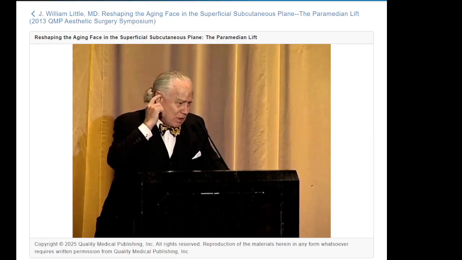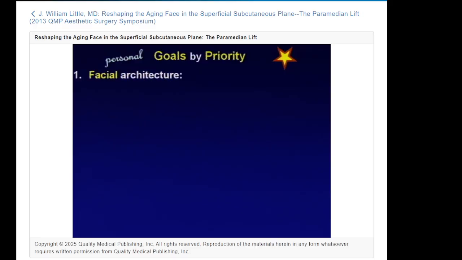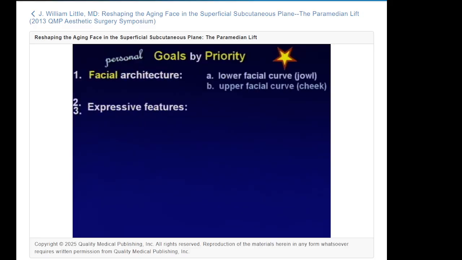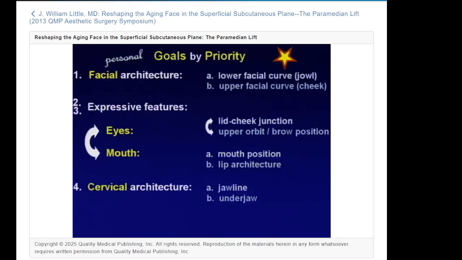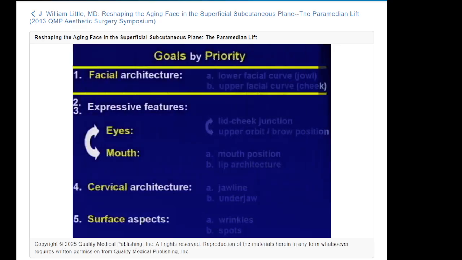When I look at my goals, they sort of run like this. Facial architecture is number one for me, and the lower facial curve is more important than anything up in the cheek. The expressive features come next, the eyes and the mouth. The eyes, as I mentioned just in the last talk, are equivalent for me, upper and lower lid. Either one's more important. With the mouth, the position of the mouth is a little more important than what you do to the lip. And sometimes the mouth predominates over the eyes, and sometimes it's the opposite. The neck is down there at number 4 for me, and finally the surface aspect's number 5. So I know a lot of you won't agree with that priority list, but I'll try and justify it.